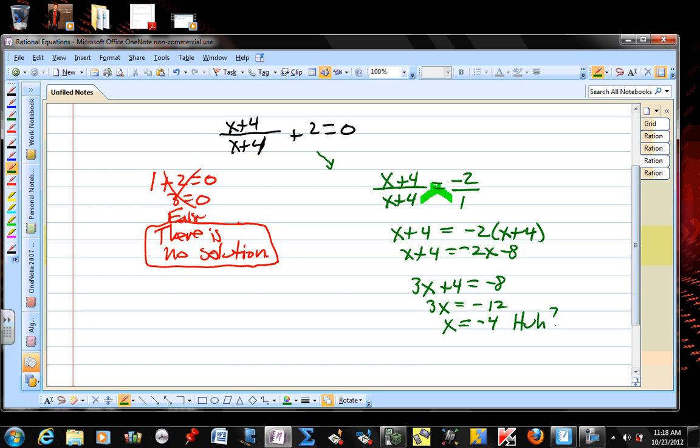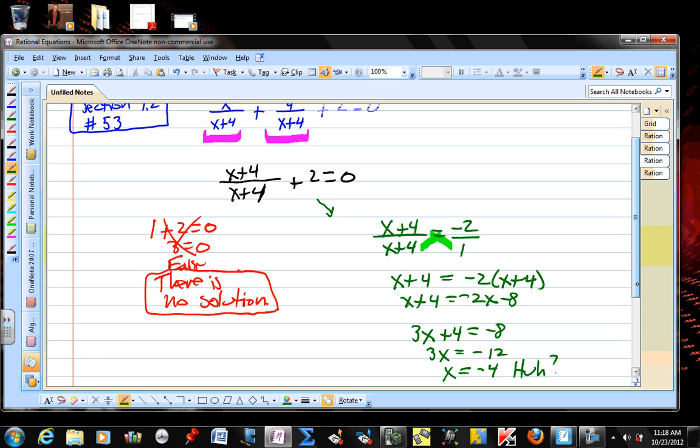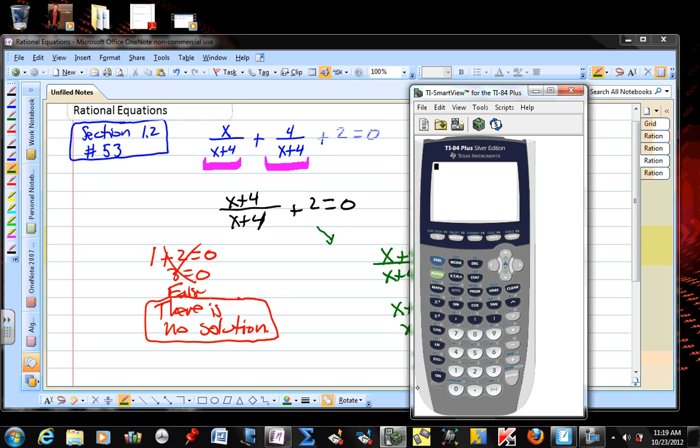So let's check our answer. Let's take our answer and use our calculator. We should recognize right now something funny is going to happen, but we'll put negative 4 in place of x. Let's divide by the quantity negative 4 plus 4. And now we'll add to it 4 divided by the quantity negative 4 plus 4. You should see what's going on.